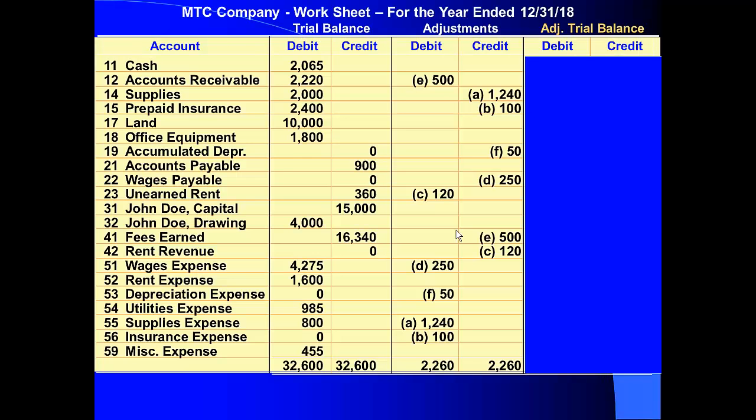Notice my examples here. You'll see the little letters. The little letter A, for example, goes beside the debit to supplies expense and also by the credit to supplies. The little letter E goes beside the debit to accounts receivable and also the credit to fees earned. That just helps me keep straight what debit and credit go together. Add them all up, the amount of my debits, the amount of my credits, then should be equal.